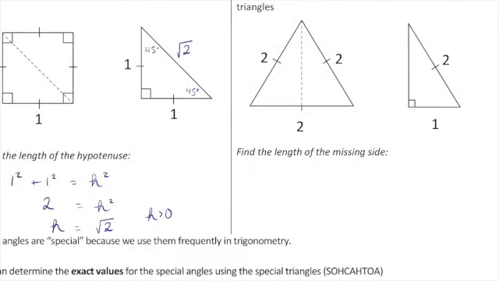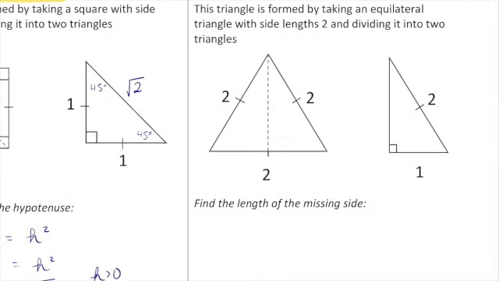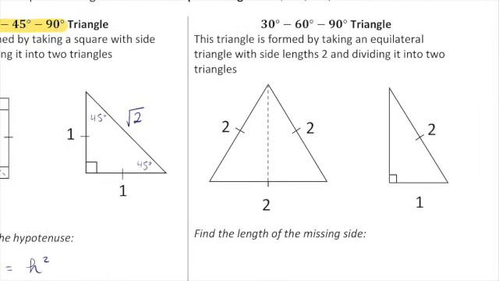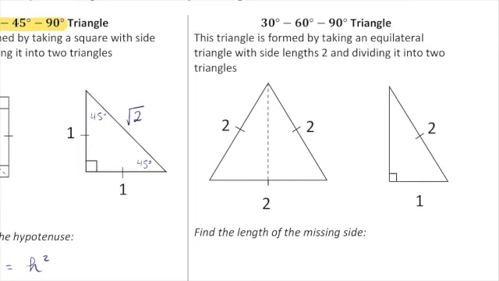Okay, so now if I look over on my right hand side, I'm going to try to zoom in a little bit. Now we're looking at a 30, 60, 90 degree triangle.